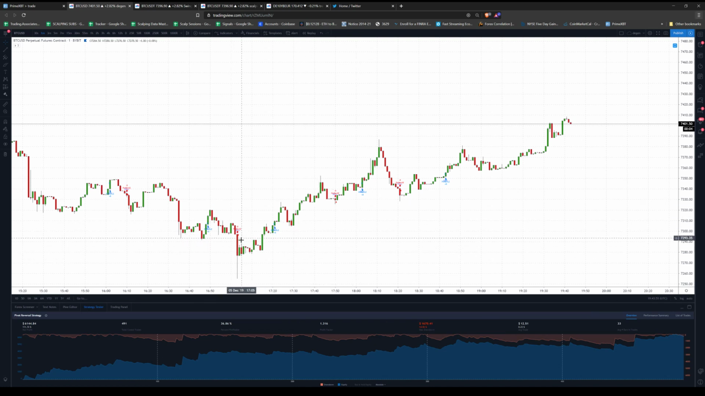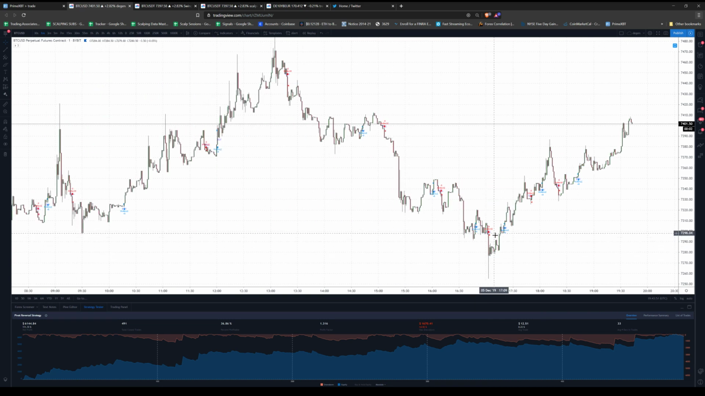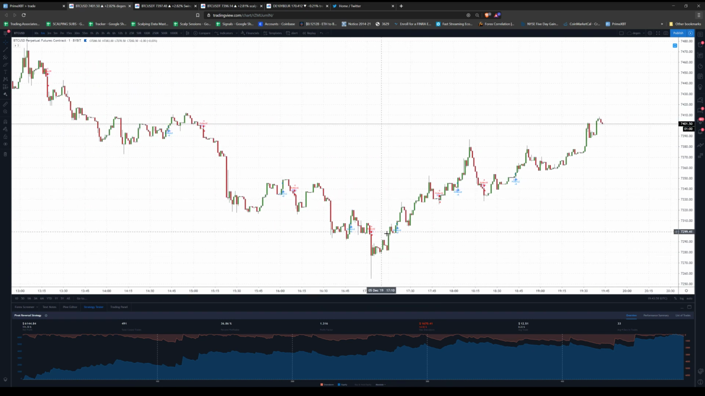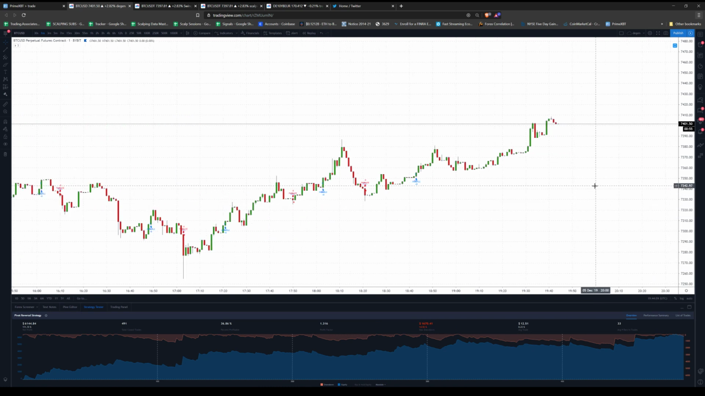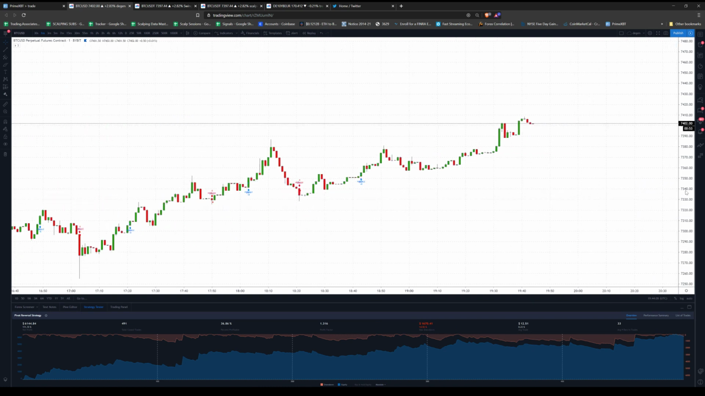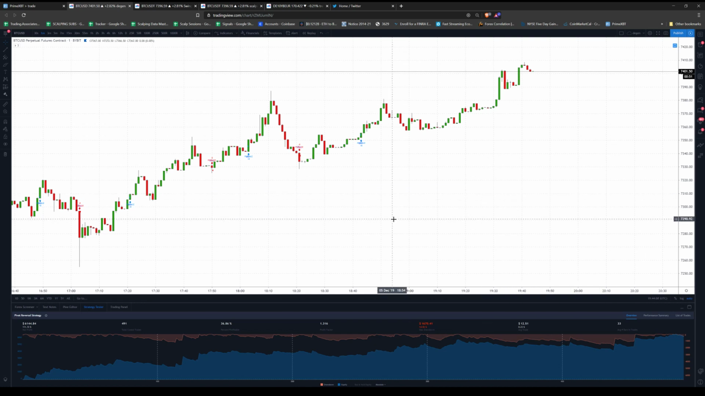Obviously, this was a bad short right at the bottom. I didn't take this because I wasn't trading the strategy at the time. We were actually getting long down here, right? But don't try to outsmart it.